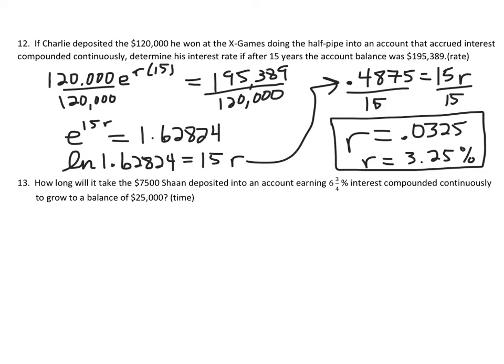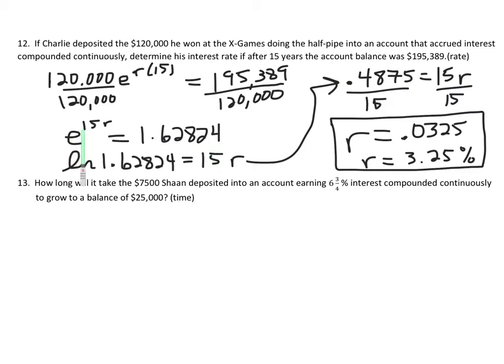Okay, for problem 12, if Charlie deposited $120,000, he won at the X Games doing the half pipe into an account that accrued interest compounded continuously, determine his interest rate if after 15 years the account balance was $195,389. So here we're solving for R. So our initial amount, $120,000, would be our P. We have a base E to the 15R. And we're solving for R. So we divide both sides by 120,000, and we get E to the 15R equals 1.62824.